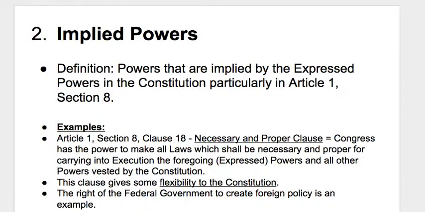So this is where the gray area happens. The analogy I like to use is that you don't have a dual system with two separate layers of federalism. Instead, it's more like a marble cake where certain powers blend together, because if Congress enacts any type of law, they also have the power to do everything necessary to make sure it is properly carried out. So this is where the flexibility comes in, and the right of the federal government to create foreign policy is also an example of that.